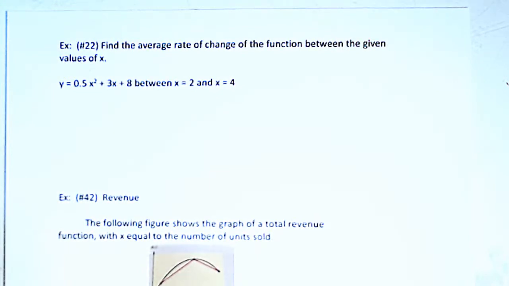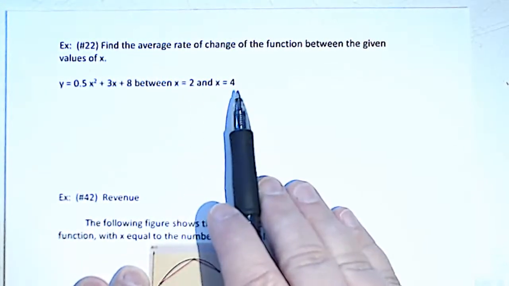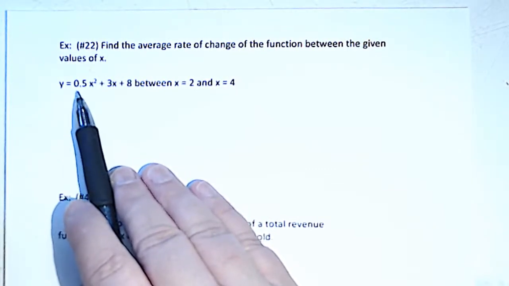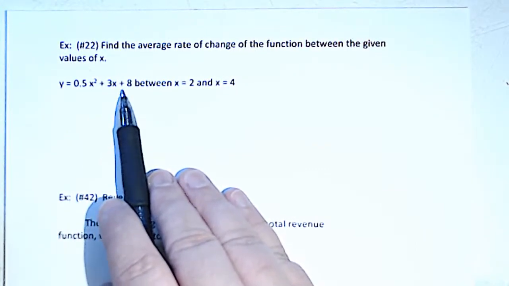If you recall, back in chapter 1, we talked about ROC, rate of change. And now we're going to be talking about the average rate of change. We've added a word that I was talking about the book hasn't discovered yet. And that is looking at what's happening between x equals 2 and x equals 4 in this lovely little quadratic, y equals 0.5 x squared plus 3x plus 8.